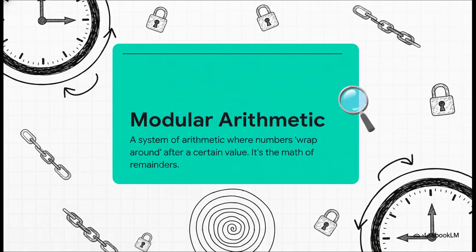If it's 10 o'clock and you add 4 hours, you don't say it's 14 o'clock, right? You say it's 2 o'clock. The numbers just wrap around after 12. That's all modular arithmetic is. It's the math of what's left over after you've wrapped around a certain number, which we call the modulus.